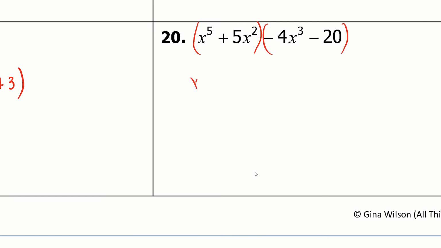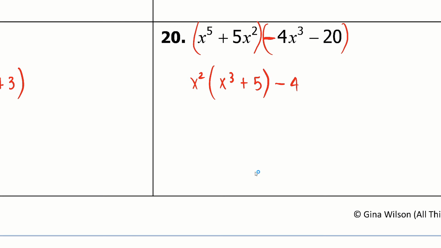I can pull out an x to the third. I'm sorry, I can pull out x squared. What will that leave me? X to the third. And then 5x squared divided by x squared, just plus 5. Always start with that sign. It's a minus. What can we pull out of 4x cubed and 20?